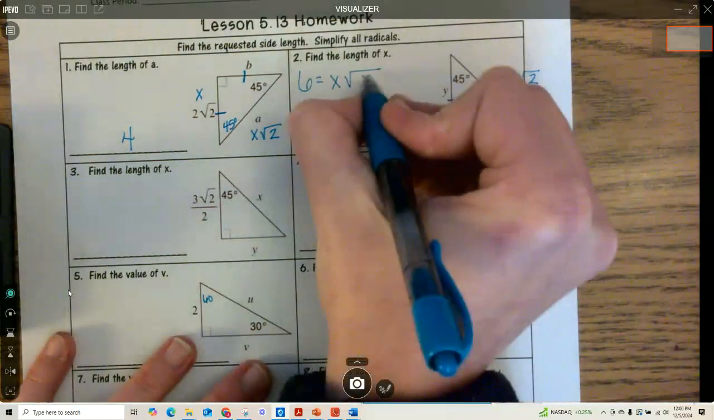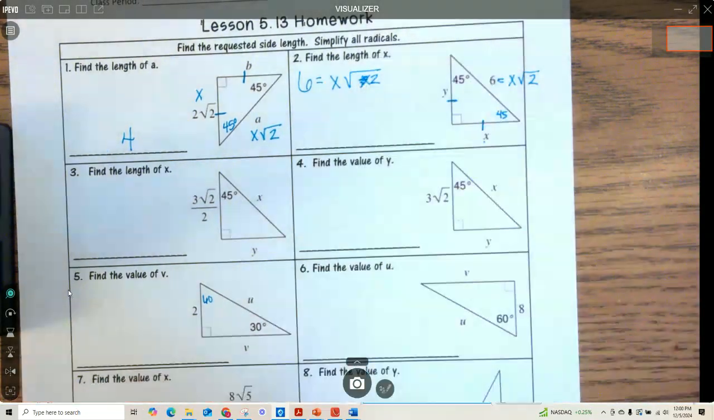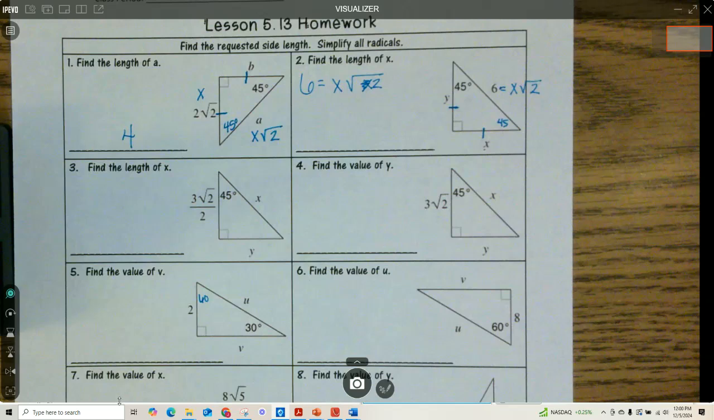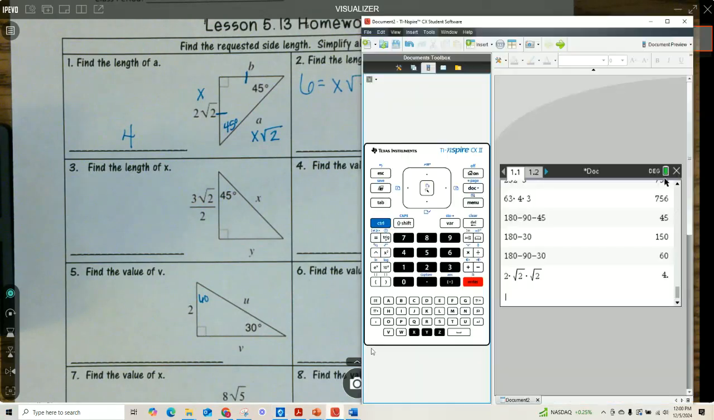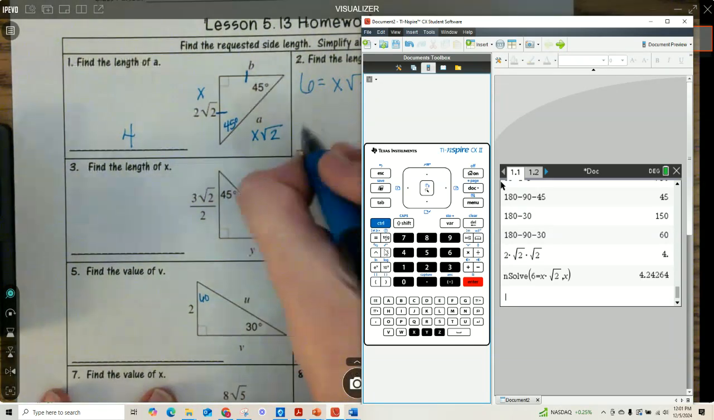Oh, that should be a 2. And you can do menu 3-1 on it. So let's see, menu 3-1, let's see what happens. I'm hoping I'm telling you the right thing. 6 equals x times the square root of 2, comma x. Okay, again, tomorrow on the quiz, I'll take that.